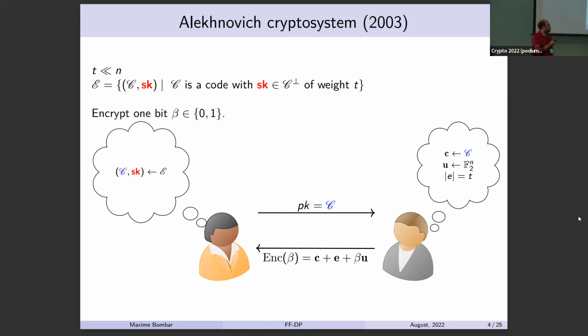She publishes her random code C, and Bob, who wants to encrypt one bit, will first choose a codeword in C. He will choose an error of very small Hamming weight, actually the same as SK here. If he wants to encrypt 0, he will send C plus E, a noisy codeword. And if he wants to encrypt 1, he will send a completely random vector of length n.